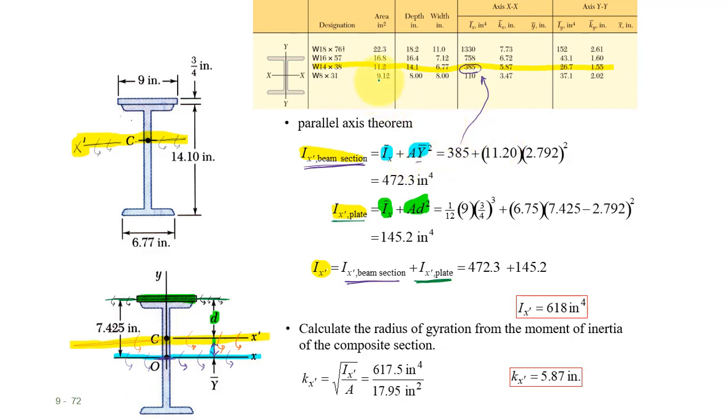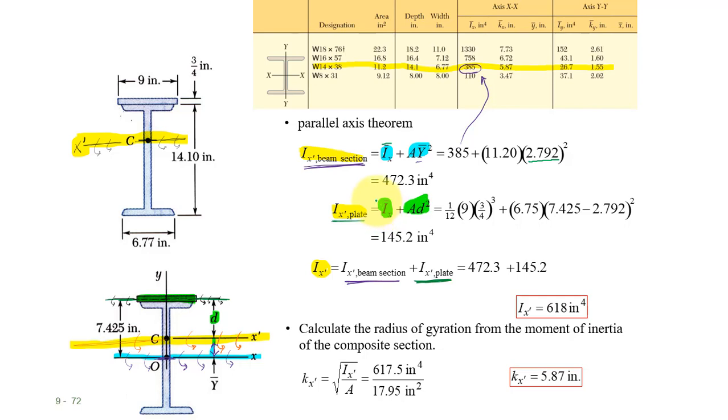The area of the beam we also get from the table over here, times the distance from the old axis of rotation up to this new centroidal axis of rotation. So this was the centroid that we found in that previous slide. So we have the inertia around the centroid plus AD squared, and we have the inertia of the beam around that new axis. And then we can do the same thing for the plate.